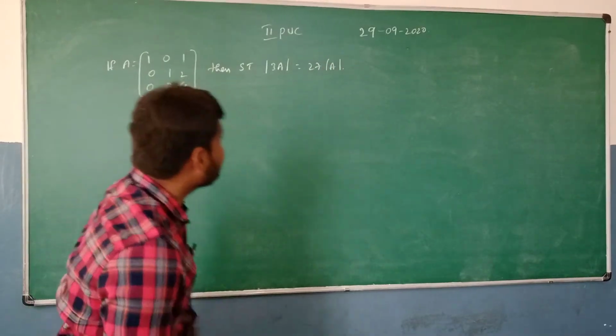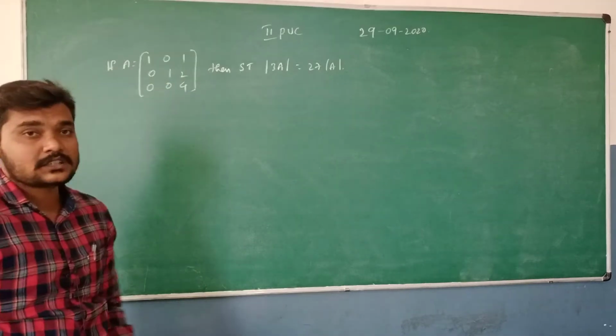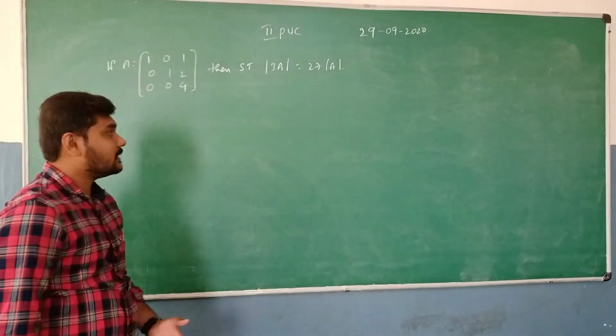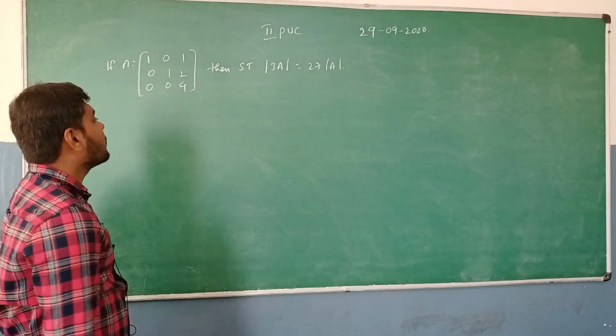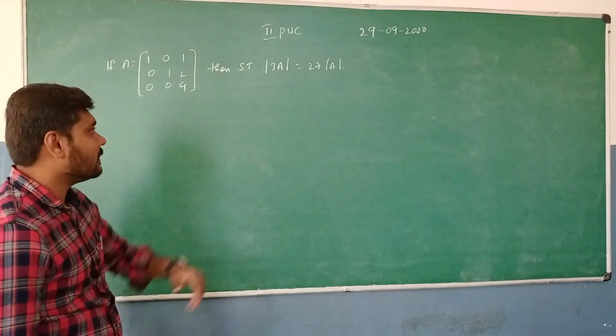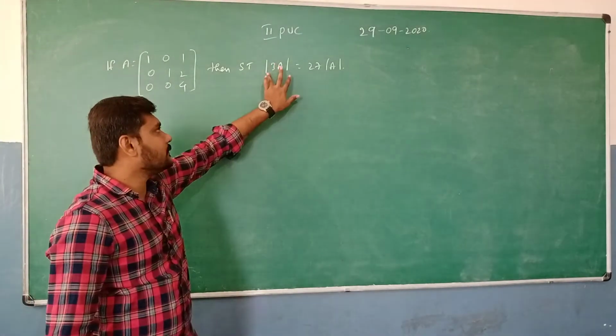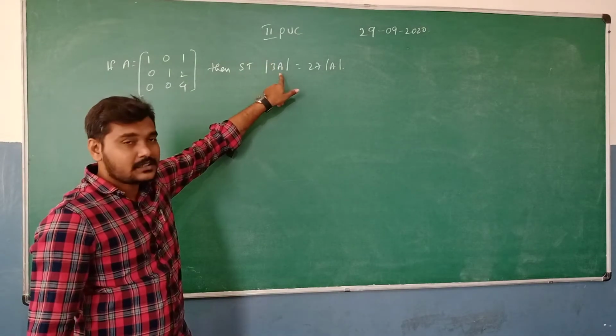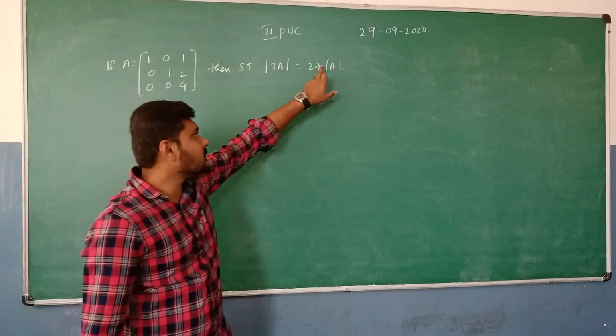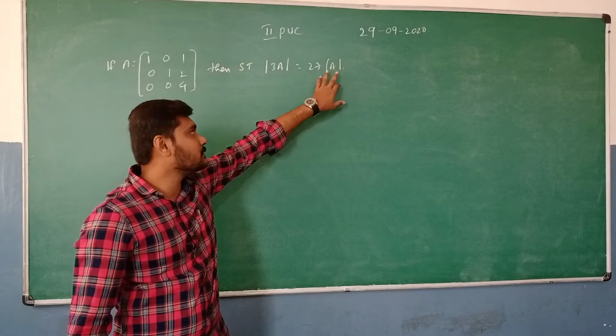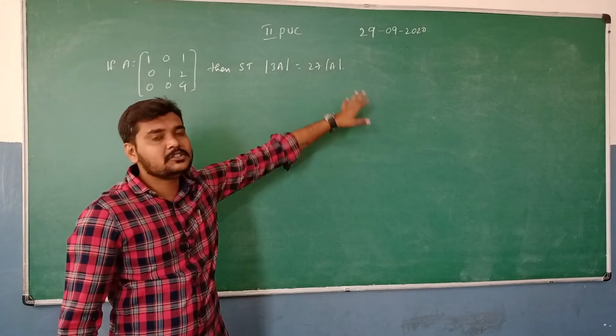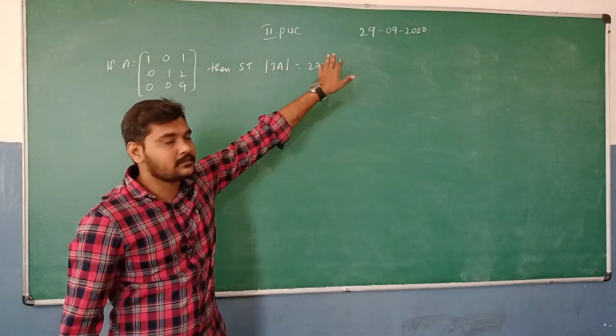Okay, so this is a question which was asked in the 2015 examination, which is related to the previous problem. They have given the determinant of 3A. First we need to multiply 3 into the given matrix. Here 27 into determinant of A means first we need to find the determinant of A, then we need to multiply the 27 into the obtained value.